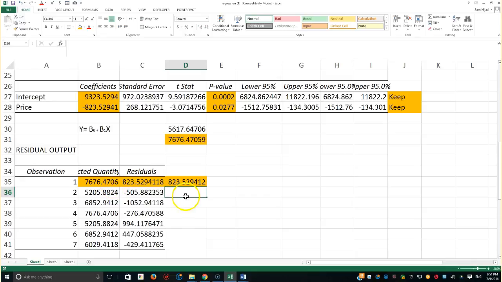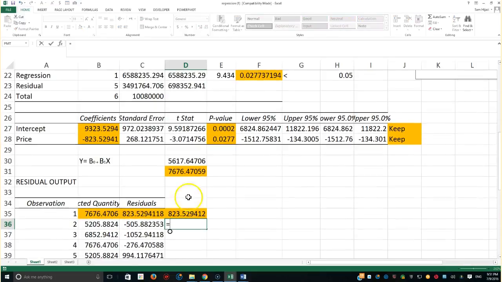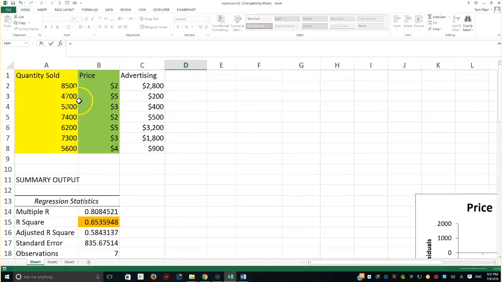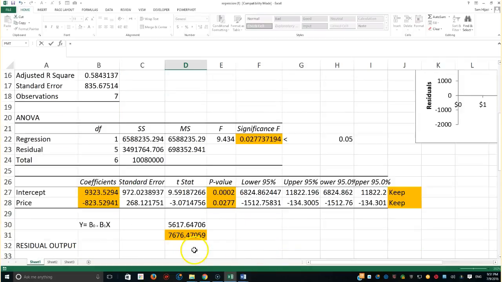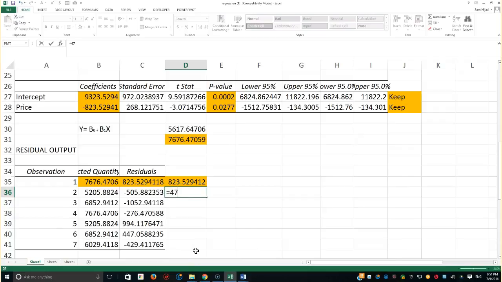And the same thing here, if you take a look at this one, which is 4,000, that's the observed value, 4,700 minus this one here, which is the calculated or predicted value. So this is going to be the same value, which is minus 500. So you probably guess how we're going to calculate everything in the residuals.